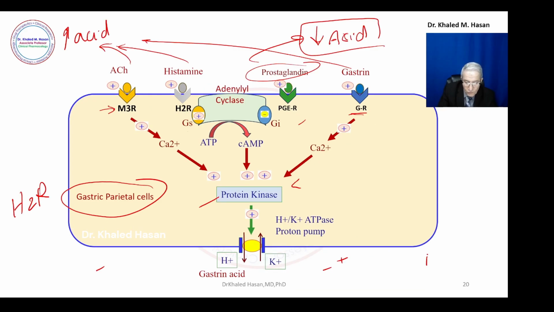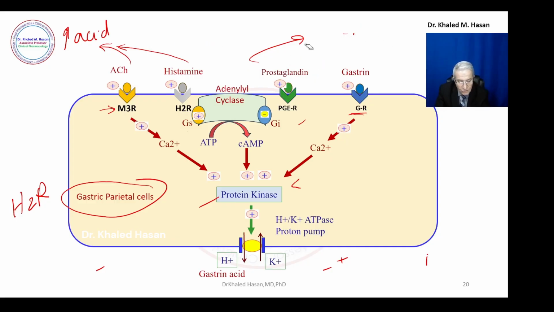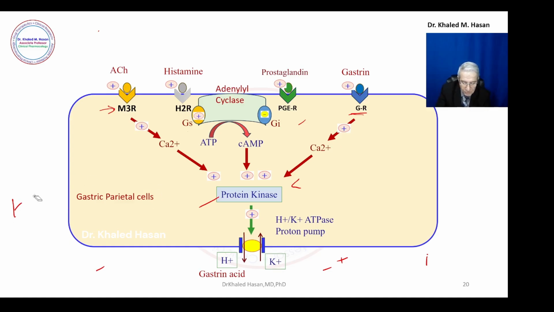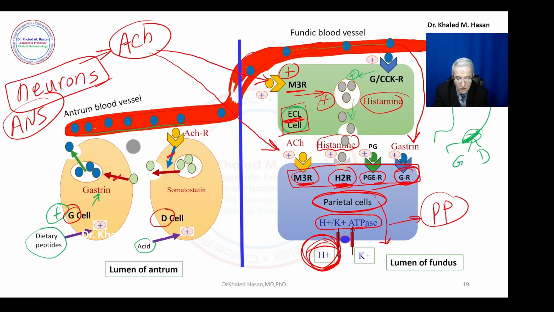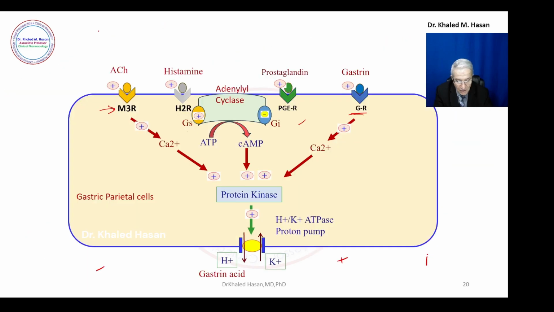Now, if you look at the diagram here, we can start to predict which medication we are going to use to treat peptic ulcer disease to decrease acid secretion. What type of receptor are we going to target? We can use some medication able to inhibit, for example, acetylcholine. So that will be good. We can use some medication to inhibit histamine, and we call this a histamine H2 receptor antagonist.